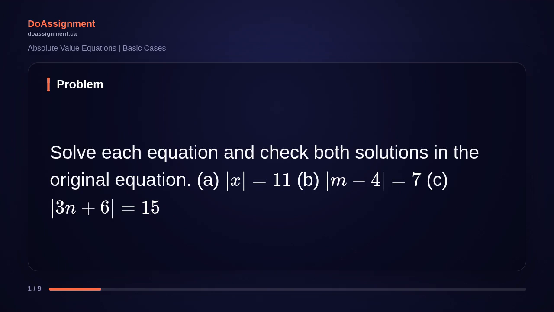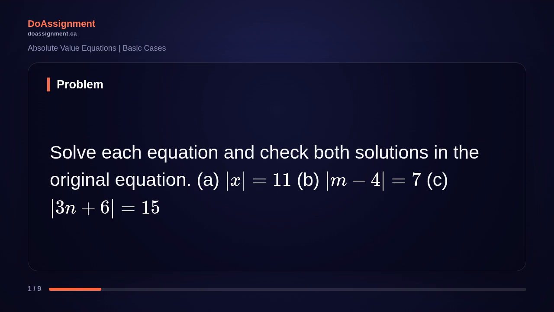Solve each equation and check both solutions in the original equation. Part A, the absolute value of x equals 11. Part B, the absolute value of the quantity m minus 4 equals 7. Part C, the absolute value of the quantity 3n plus 6 equals 15.